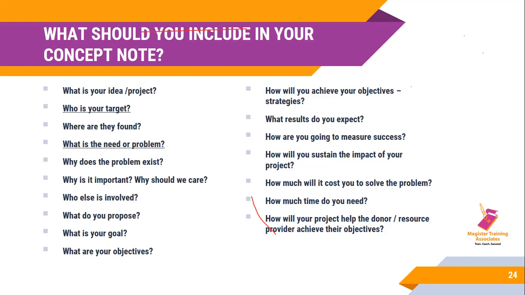And what you propose to do: now that you know who your target is and who the problem affects, you can now propose an intervention. What is your goal? If you're invested in, what do you aim to achieve after 3 or 5 years? And what are the objectives? What are those steps that are going to help you actually achieve that goal that you propose? What strategies are you going to use to achieve that? And what results do you expect?